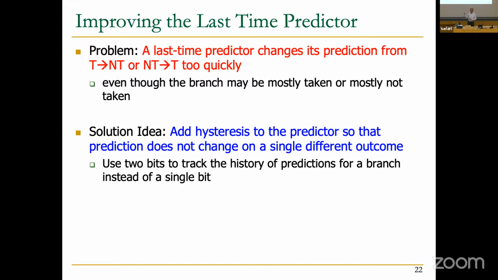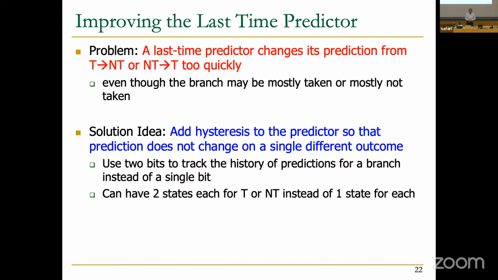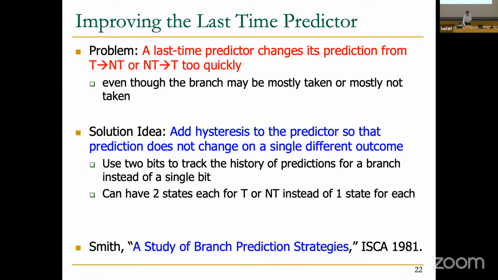So basically the idea is very simple in hardware. Instead of having one bit to keep track of what happened last time, use 2 bits to keep track of what happened in multiple last times. So based on more information, decide whether or not you change your mind or the prediction. That's the idea. So now you can have two states. How you use 2 bits is a question, of course, but you can have 2 states, each representing taken or not taken, instead of 1 state for each. I'm going to show you the example soon. And this was introduced by the seminal paper by Jim Smith. And immediately after that, people adopted this, and this actually increased the prediction accuracy significantly.